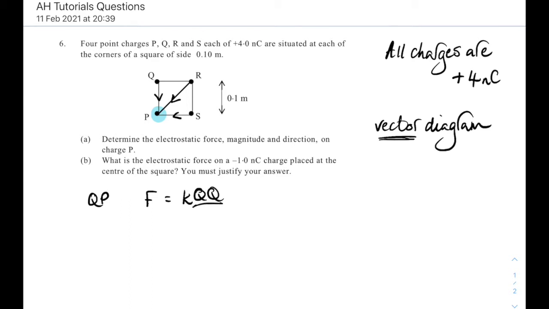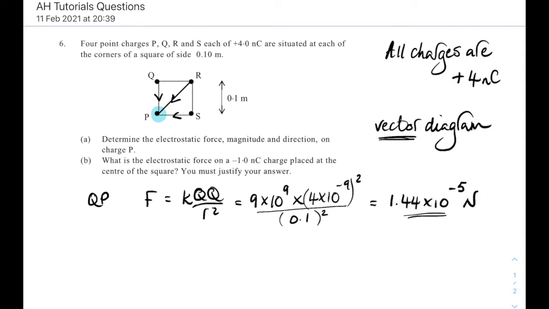Points Q and P, if we work out the force between those two charges, we can use the shortcut F equals kQQ over r squared and use 9 times 10 to the 9 for the constant. And the two charges are 4 nanocoulombs, so 4 times 10 to the minus 9 times 4 times 10 to the minus 9 is 4 times 10 to the minus 9 squared. And the distance between them is 0.1 metres. And don't forget to square that distance. If you do that on your calculator, you get 1.44 times 10 to the minus 5 newtons.